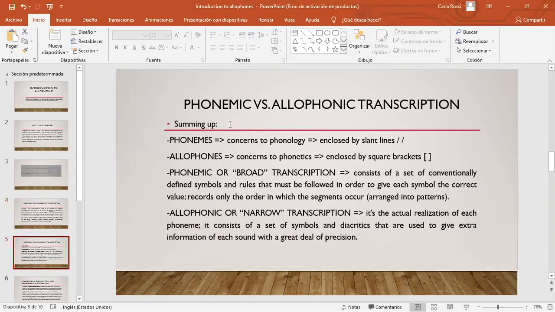So, summing up. Phonemes, the smallest sound that we can produce, concern phonology. Why? Because those sounds are the ones that are organized in phonology. How do I arrange together different voiceless plosive sounds with vowels? If we have a voiceless plosive, I will need for certain another voiceless, and so on. That is a matter of phonology. And all this is enclosed by slant lines.